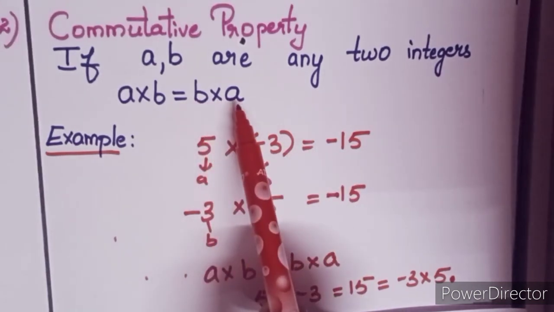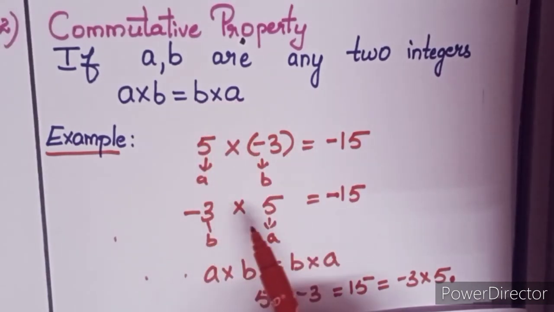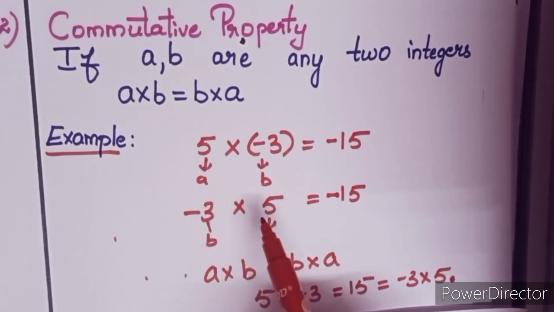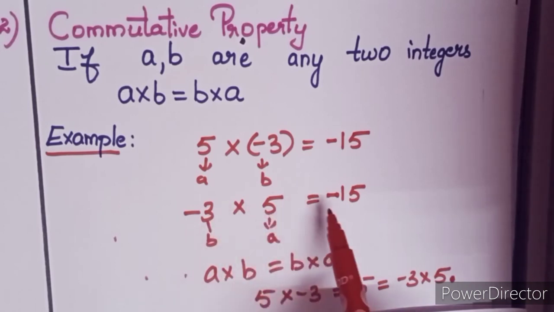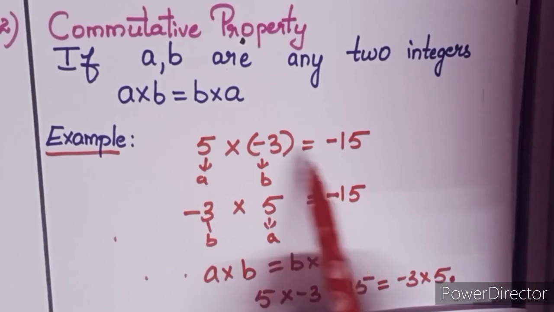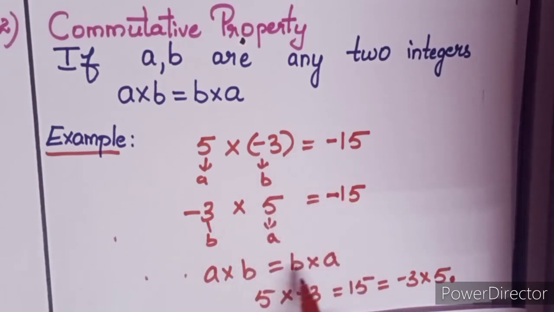Let us take b into a. Minus 3 into 5. Here minus 3 is b, 5 is a. So minus 3 into 5 equals, yes, 3 fives are 15, minus. So we got equal. So a into b equals b into a. 5 into minus 3 equals minus 15 equals minus 3 into 5. So the commutative property is also satisfied by multiplication.